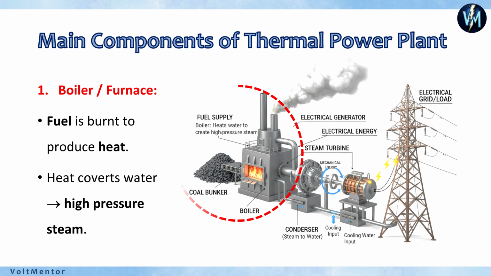Now, what are the main components of a thermal power plant? The boiler or furnace is where the fuel is burned to produce heat. The heat converts water into high pressure steam. The quality and efficiency of a boiler directly affect the overall plant performance.